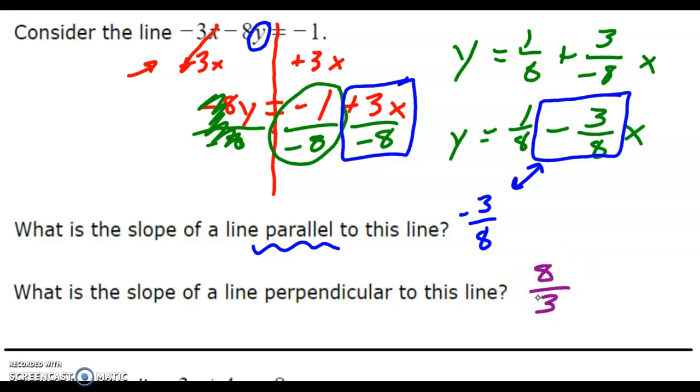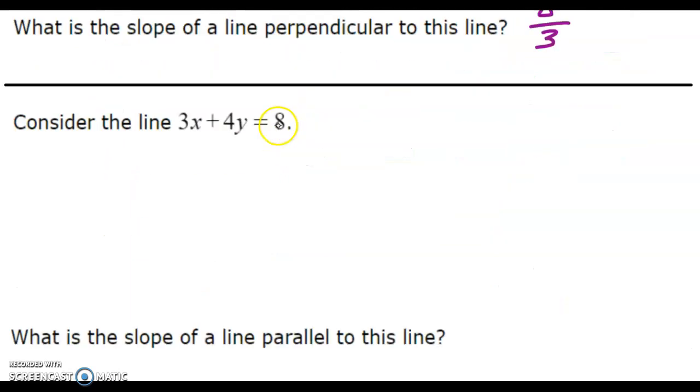So definitely the hard part with these questions is this whole process up here. Okay, so let's do one more of those.